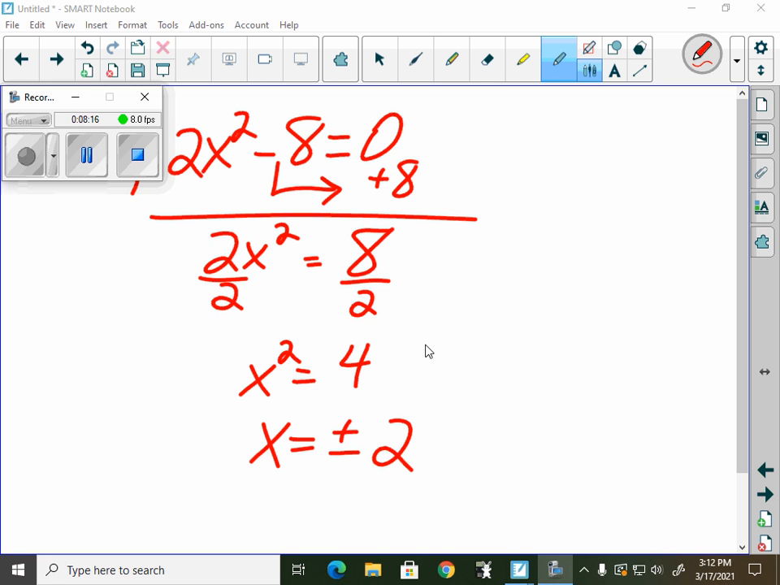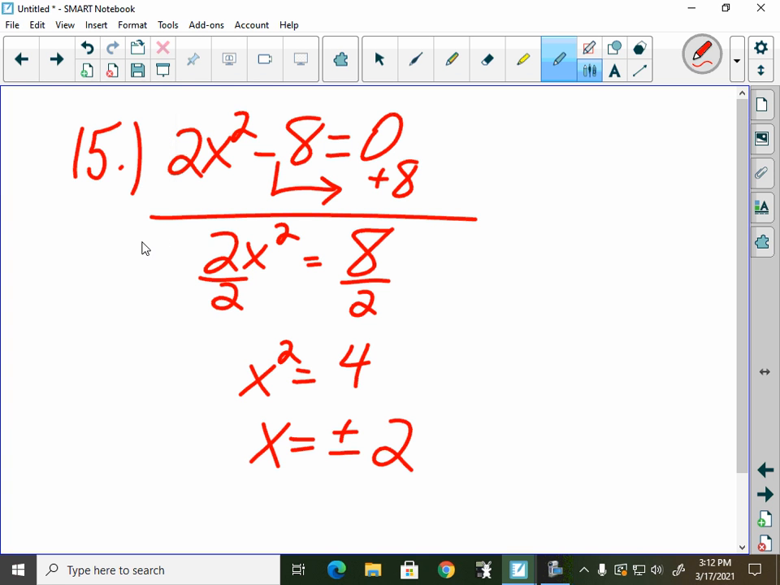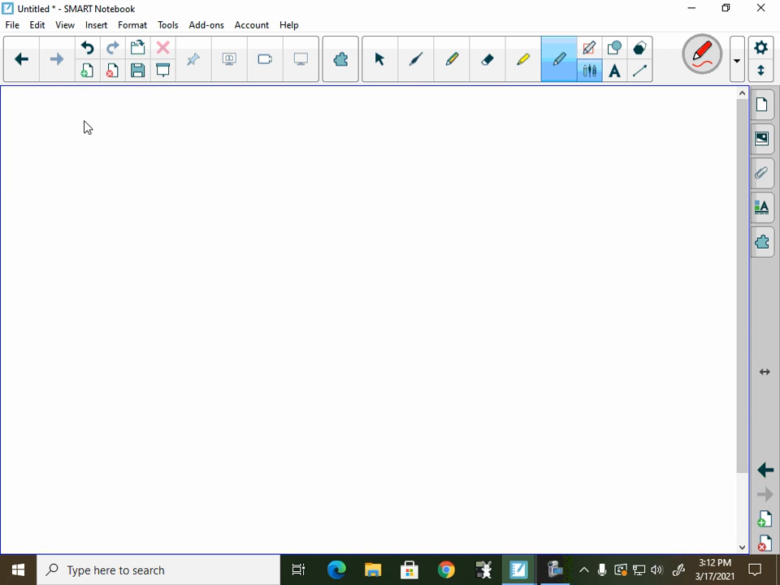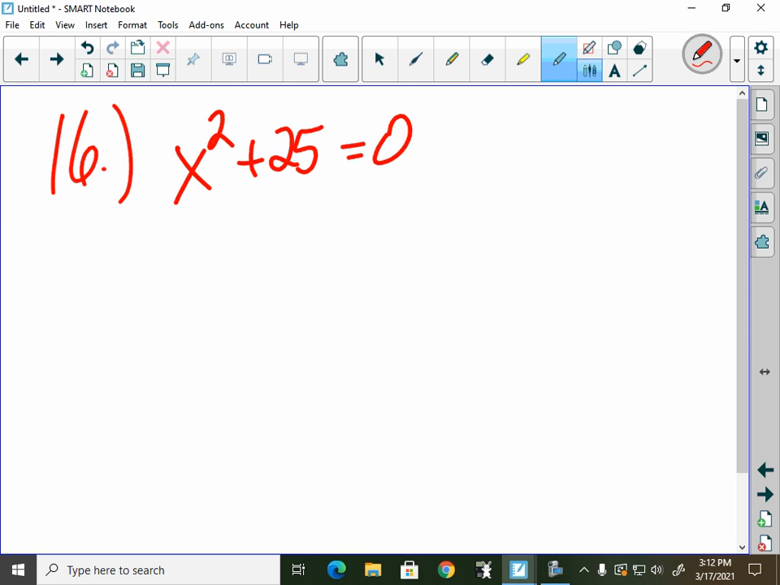So that would be plus or minus 2. Number 15. Moving on. The clock's still ticking. Let's go. Number 16. I hope this is still recording because that would be sad if it's not. Number 16 says, hey, solve this. X squared plus 25 equals 0. Let's play the game, get away from 0.